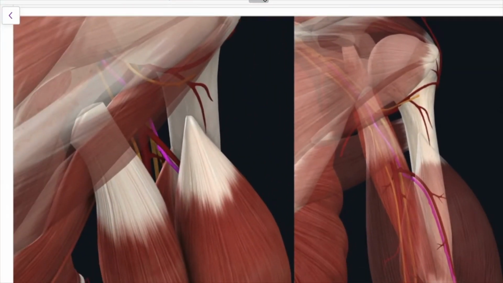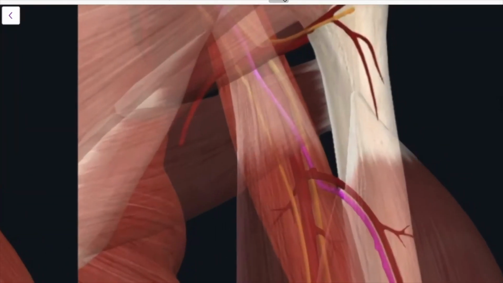So this is the posterior view. You can see these are the triceps heads. So this is the long head, lateral head, and medial head. So it goes through this opening here. It's called the triangular interval between the long and medial heads of triceps. It runs with the profunda brachii artery, which is a branch from the brachial artery.